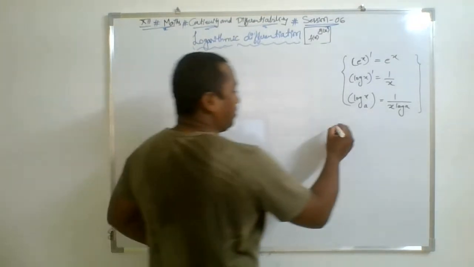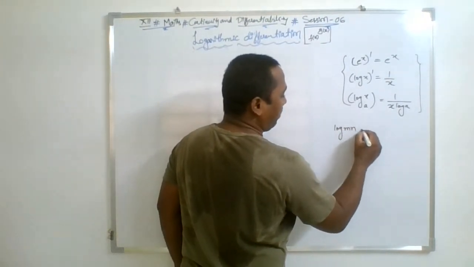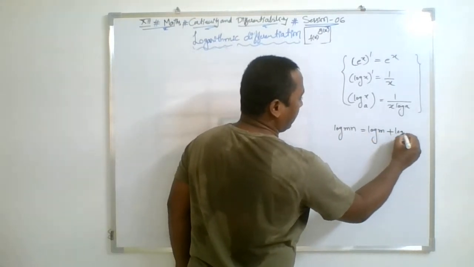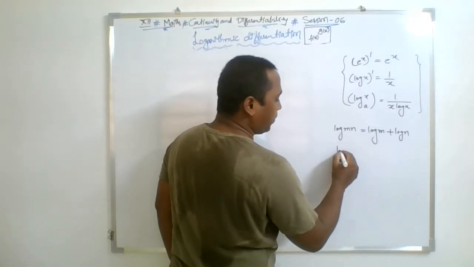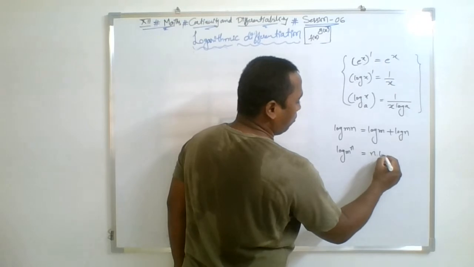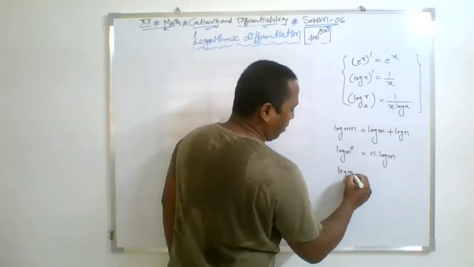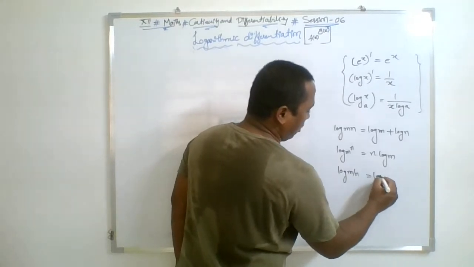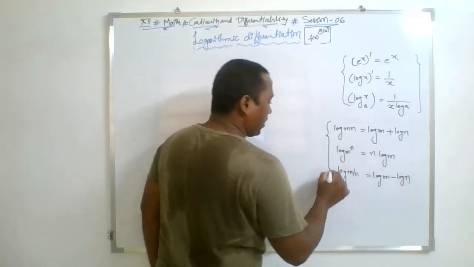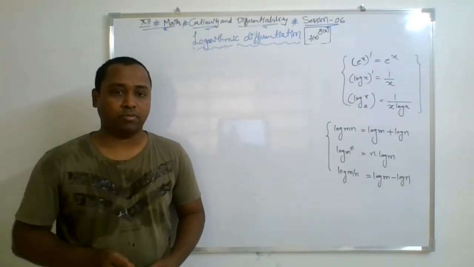Apart from this, the important properties of log you have to remember. Log m into n is written as log m plus log n. And the byproduct of this property is log m to the power of n is equal to n times log m, and log m by n is written as log m minus log n. These are the minimum three properties you are going to use in every question.